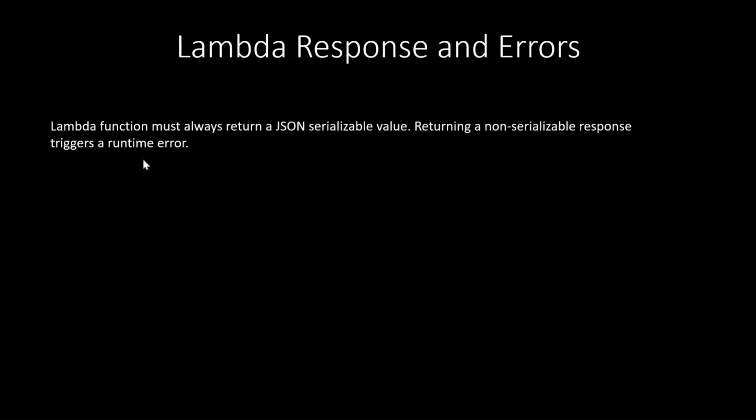Now, Lambda response and errors. Lambda functions must always return a JSON serializable value. This is important. Returning a non-serializable response triggers a runtime error. So the Lambda function should always return a JSON serializable value.